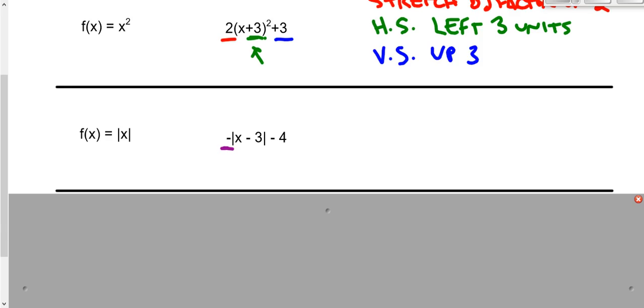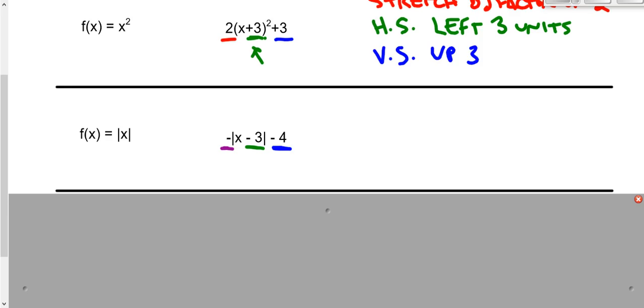And then if we take a look inside the absolute value symbols, they work just like parentheses. This -3 is on the inside of our parent function, where we just had x before, and now we have x minus 3. So that is going to be a horizontal shift. And on the end, we do have the -4. That is going to be an example of a vertical shift, because that's outside of the parent function operation, outside of those absolute value symbols.